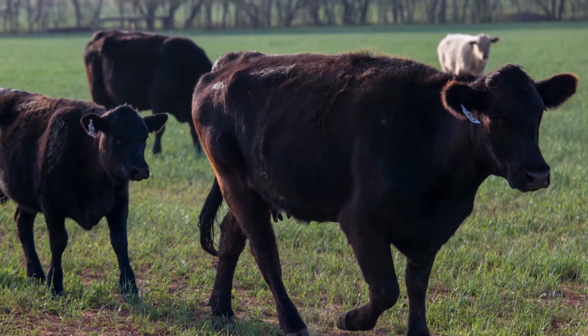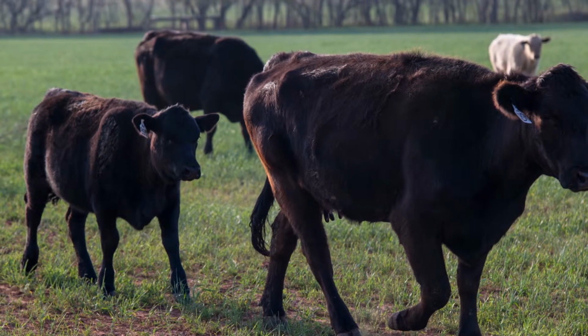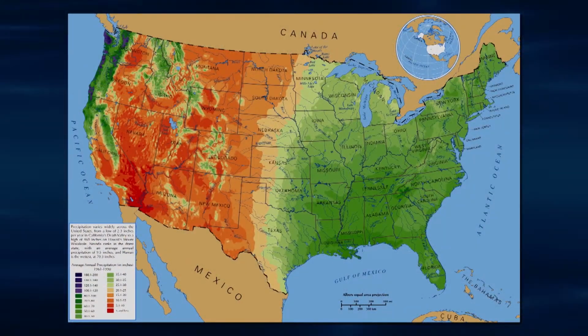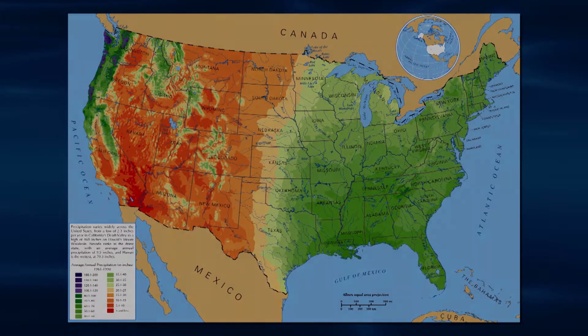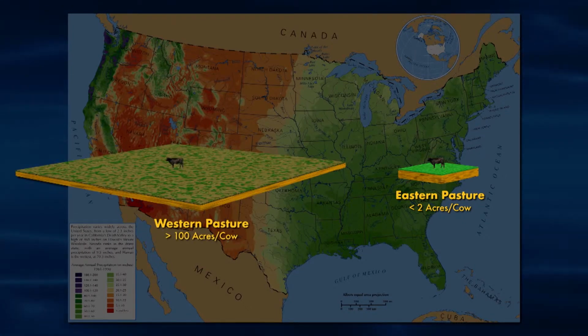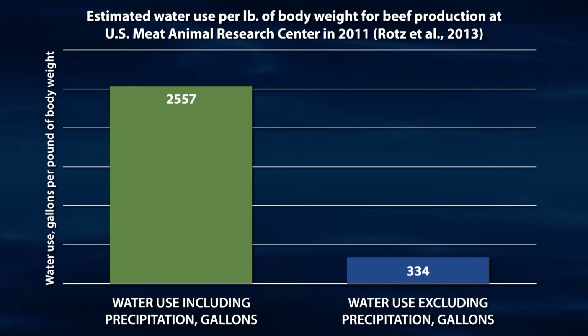Why the difference? The cow-calf phase of beef production is extensive, meaning animals are managed outside and are primarily meeting their calorie and nutrient requirements by grazing. The number of acres required to support a cow and her calf varies considerably across the country, from in some cases less than 2 acres per cow-calf pair in the eastern U.S. to more than 100 acres in parts of the arid western U.S. Of course, precipitation varies considerably in the U.S. as well, but as a specific example of Rotz and others demonstrates, including precipitation water can greatly increase the estimated water use of the cow-calf phase and the total beef water footprint.